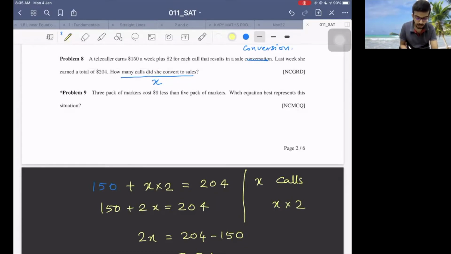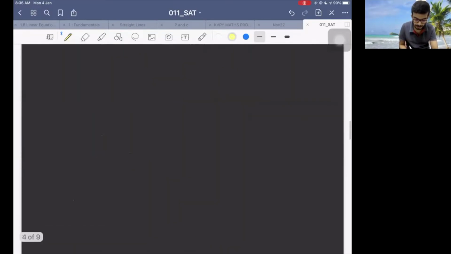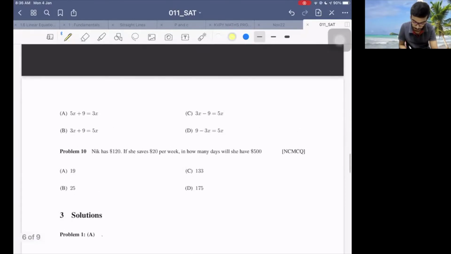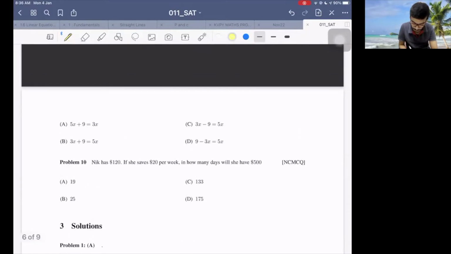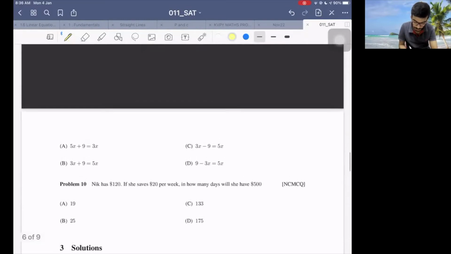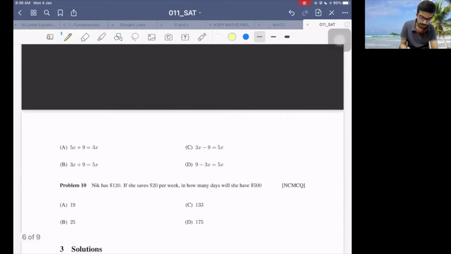Problem number 9, you can solve as a homework problem that I'll share the sheet with you. Let's see question number 10.